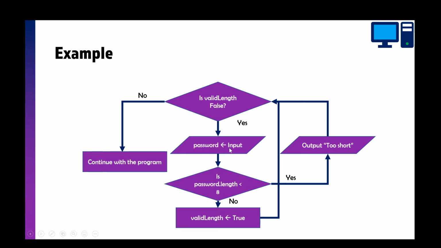Password's input. And is the length of the password, so password.length, less than 8? No, it's not less than 8, so we set valid length to true and it goes back to the top. And is valid length false? No, it's now true, so it continues with the program. However, if password is less than 8, it'll output too short and go back to the beginning. It'll still be false, and it'll keep looping round essentially forever until that is correct.